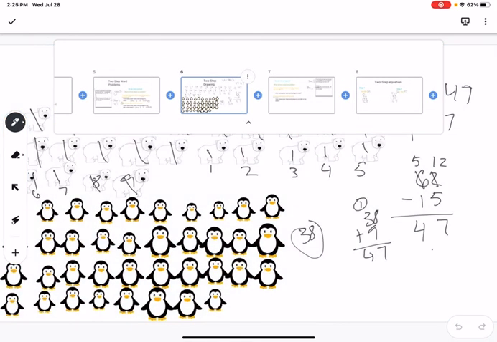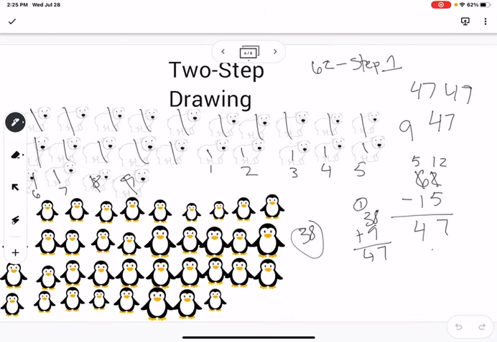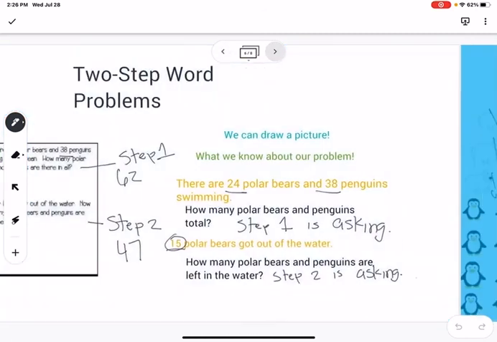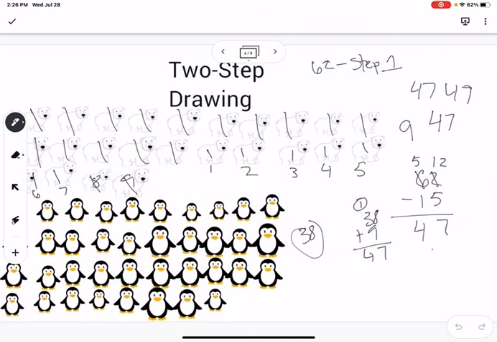That we figured out right here on this slide. So that is how we learn how to do 1-step and 2-step word problems by using drawings and equations.